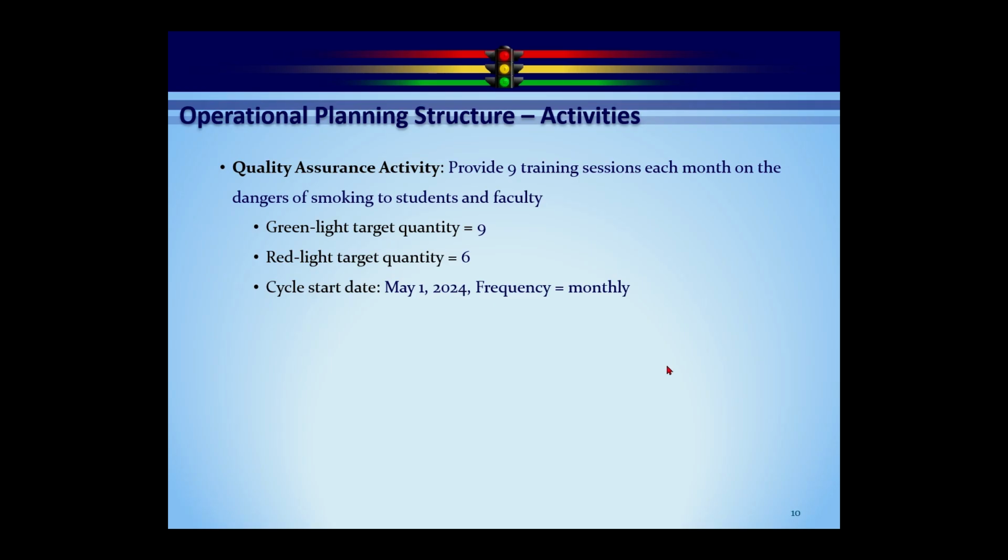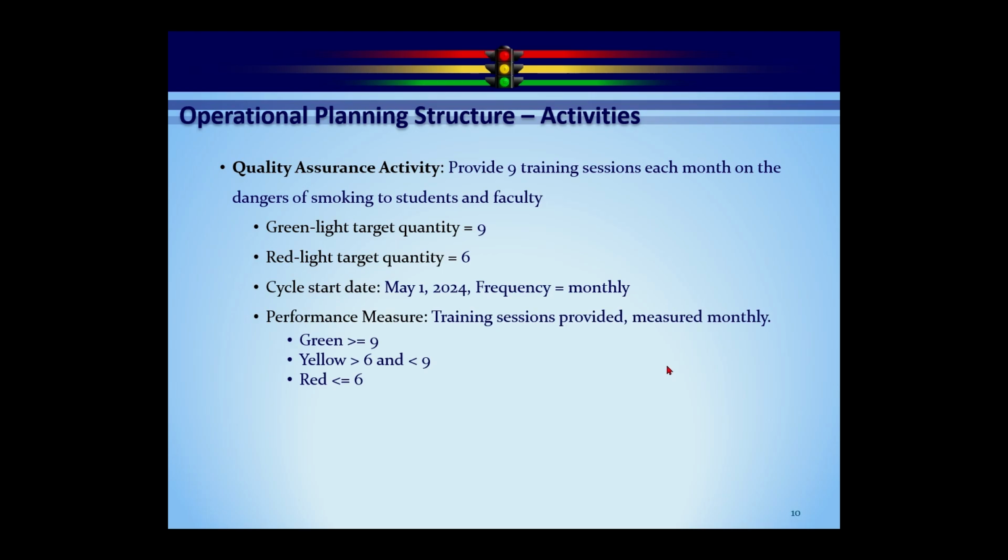Instead of a beginning and ending date, we set a cycle start date. So the cycle is that frequency, in this case, monthly. So if I set the cycle start date to May 1, 24, and the frequency to monthly, then the end of May will be the end of our calculated end date in there, and it'll move forward every month. Our performance measure will be somewhat created for you. I'll show you how that happens. Training sessions provided, measured monthly, and our green, yellow, and red values.